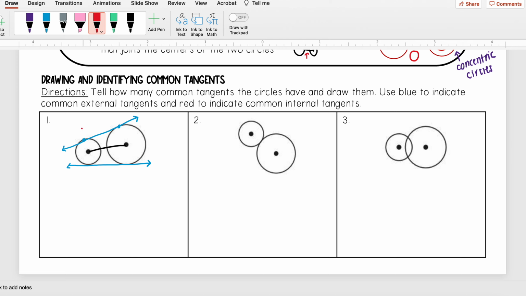Next, I'm going to draw my common internal, so I see that I can have one that goes this way, and I can have another that instead comes in this direction. And that's going to be my only two. So my red are my common internal. My blue are my common external. These red ones are internal because I see they are both intersecting my segment that's connecting the centers. So in total, I have 4 common tangents.